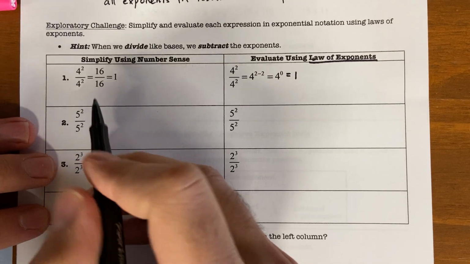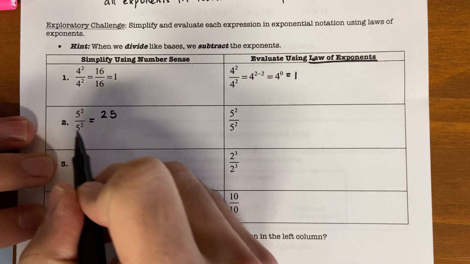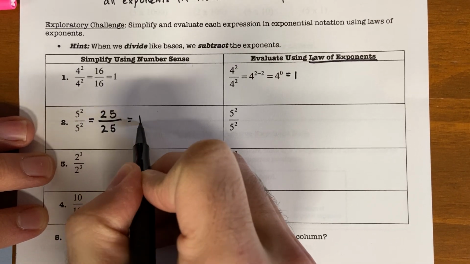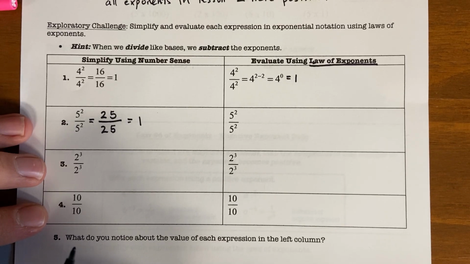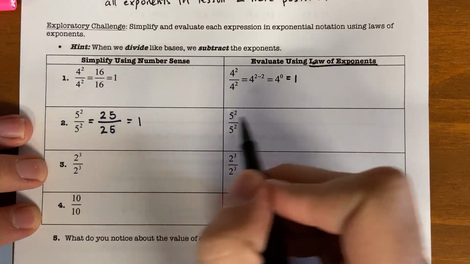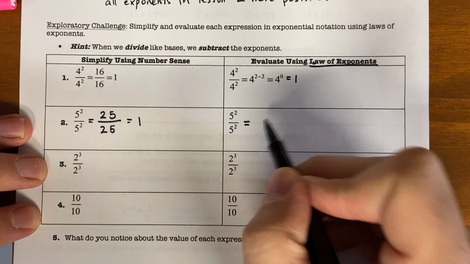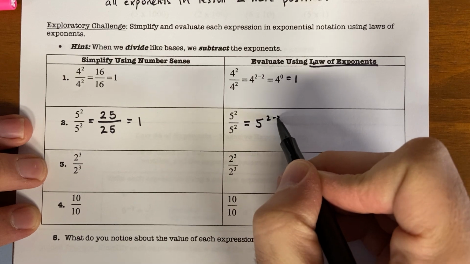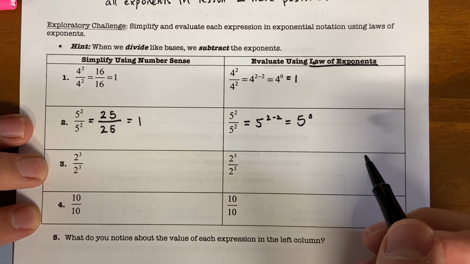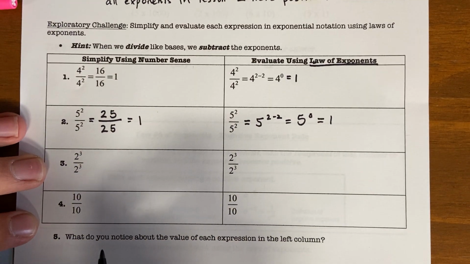For number 2, 5 to the second power, so 5 times 5 is 25. On the bottom, 5 to the second power, again, is 25. And when I divide any value by itself, I get 1. Continuing on to the right-hand side, using the quotient rule, since the bases are the same, I'm going to subtract 2 minus 2, which is 0. And if we plug 0 in for our exponent, 5 to the 0 power, we get 1.